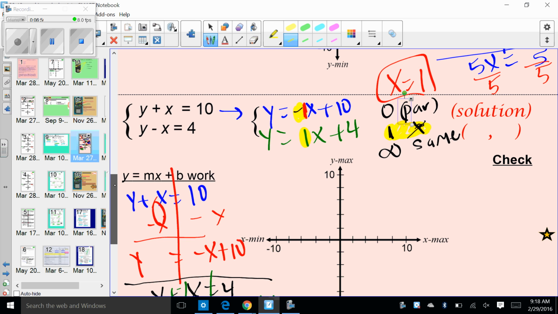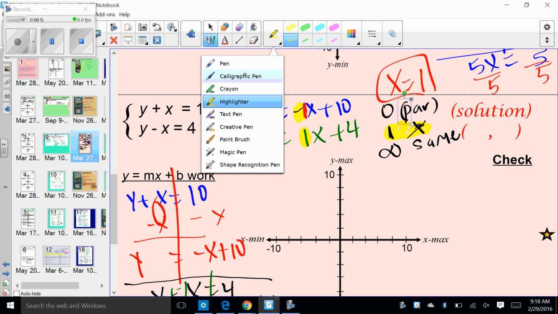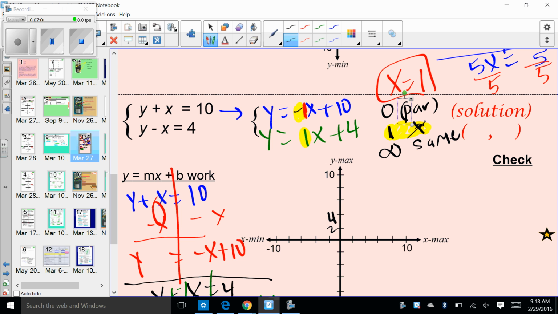I'm going to fast graph those. Again, it's scaled by 2, so be careful, because you're counting up by 2s: 2, 4, 6, 8. It's kind of hard to graph when it's scaled by 2s. My y-intercept is up there at 10, and my slope is negative 1, which really means negative 1 over 1: down 1, right 1. So I'm going to come down 1, right 1, down 1, right 1. Just a little sketch, not a perfect sketch by any means.